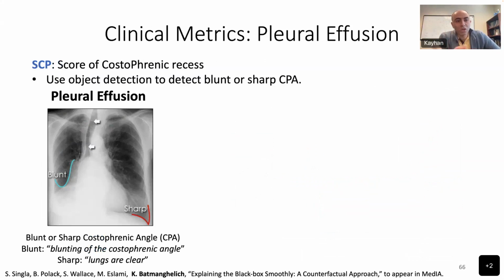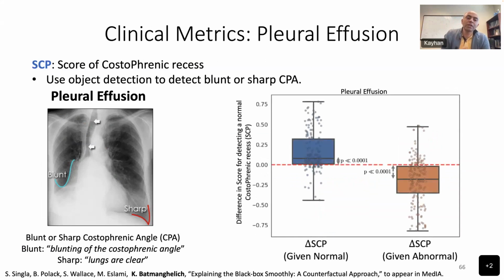For pleural effusion, the hallmark is this blunting effect at the corner of the lung. So we train a detector to count the number of times that you see this blunting effect on the images. We apply it to the counterfactually generated images. If the image is normal, you should see more blunting on a population level. And we see that the counterfactual generated image increases the level of this blunting effect in the image, and reduces it if the patient looks abnormal, and this is statistically significant.